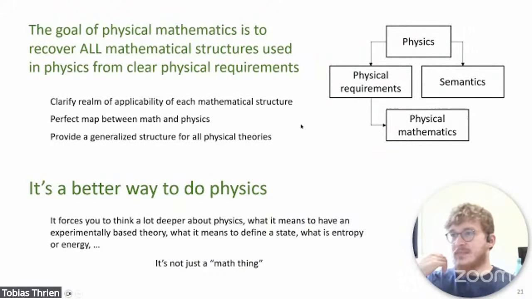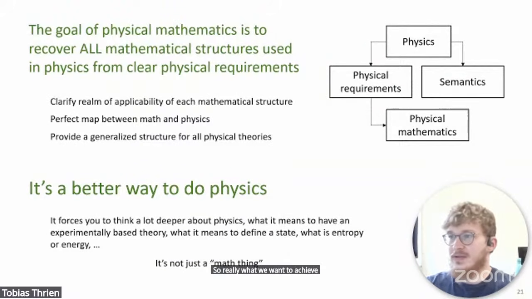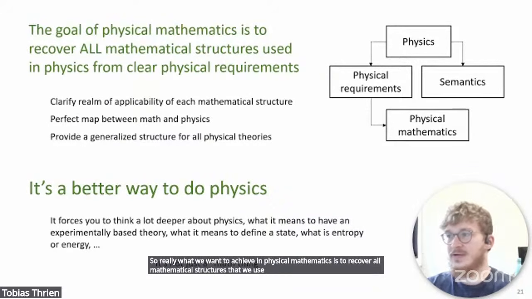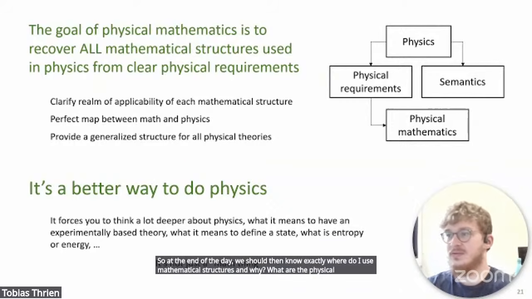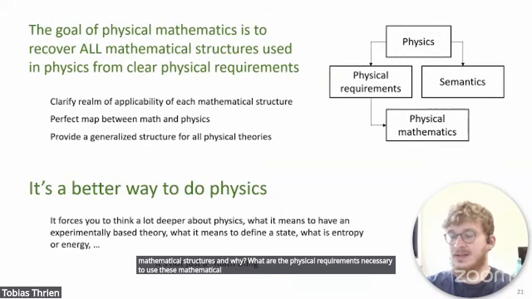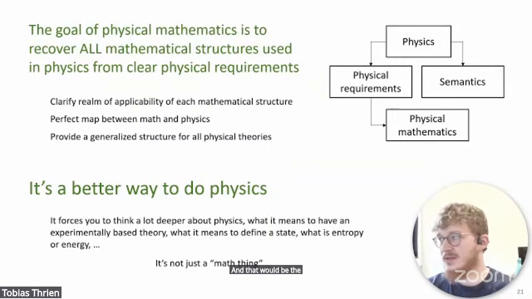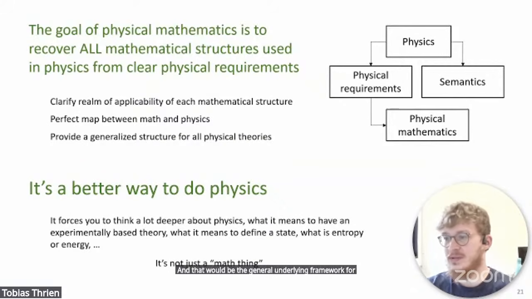So really what we want to achieve in physical mathematics is to recover all mathematical structures that we use from clear physical requirements. So we really start from scratch and develop everything, and at each step make sure the physical meaning is clear. So at the end of the day, we should know exactly where we use mathematical structures and why, and what the physical requirements are that are necessary to use these mathematical structures. And we then get this perfect map between math and physics. And that would be the general underlying framework for everything that we build on top.